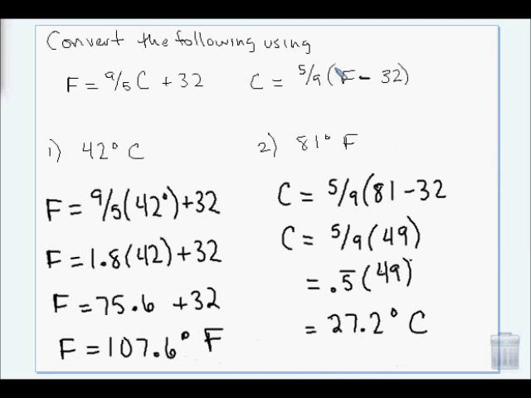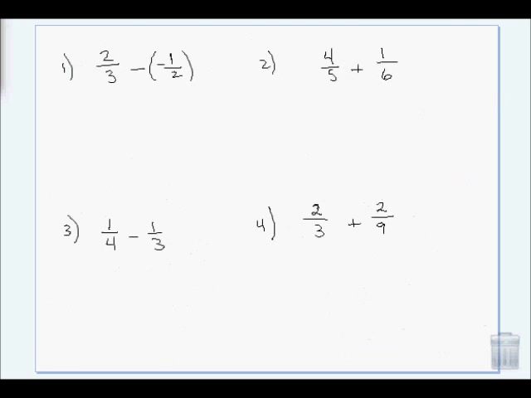And again, though, these formulas are on the test. So you just have to plug in. If they give you Celsius, you plug into this one to get Fahrenheit. If they give you Fahrenheit, you plug into this one to get Celsius. 5 divided by 9 is 0.5 repeating. One last page.